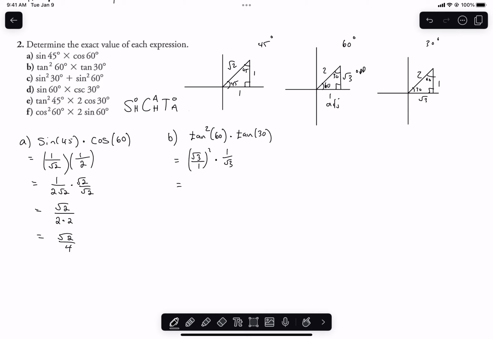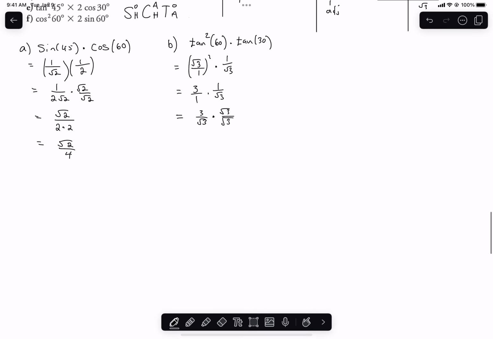The squared, remember, distributes to everything on the inside of the bracket. So I get root 3 squared, which is just going to be 3 over 1 multiplied by 1 over root 3, which is going to result in 3 over root 3, which again needs rationalizing. From here, I should get 3 root 3 by 3, because when I multiply root 3 times root 3, that's going to give me root 9, the square root of 9 is 3, and then the 3's drop out. I'm just left with root 3 for that question.